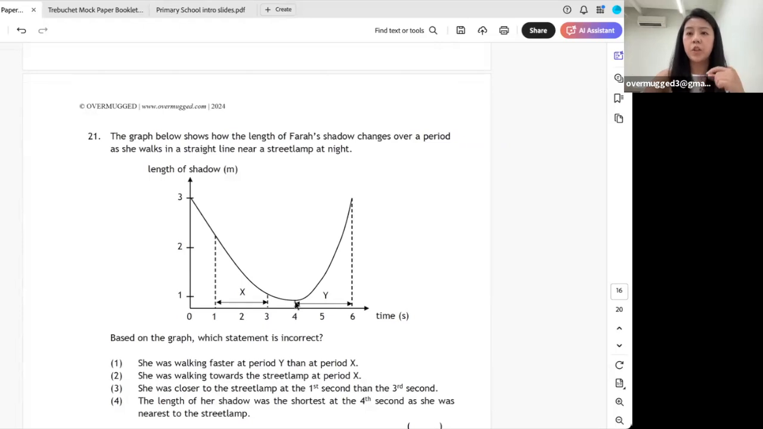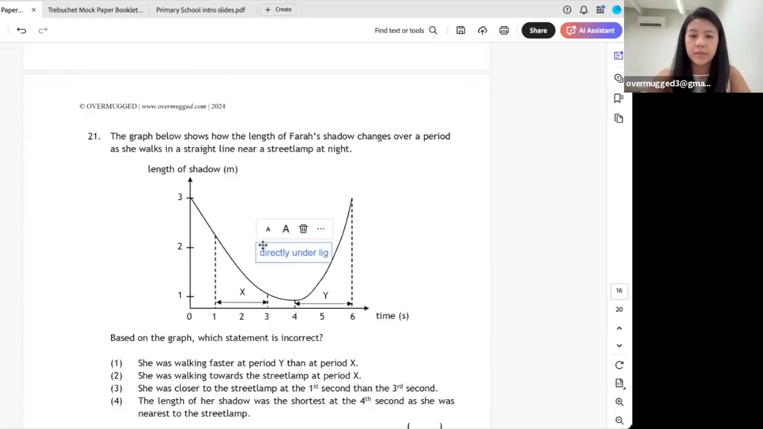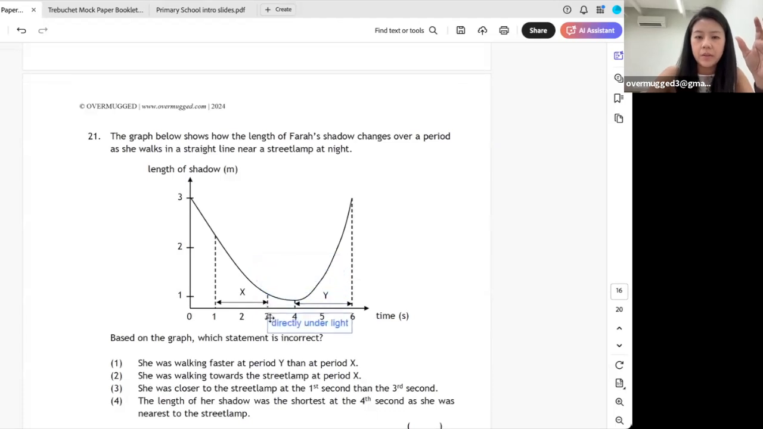Okay, when does our shadow become the shortest? It is when we are directly under the light. Okay, so you can annotate for yourself here, directly under light, to give you a sensing of how far she is from the street lamp. Okay, this is for the 4th second.